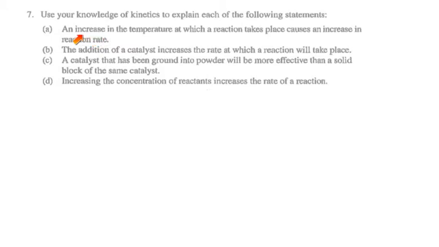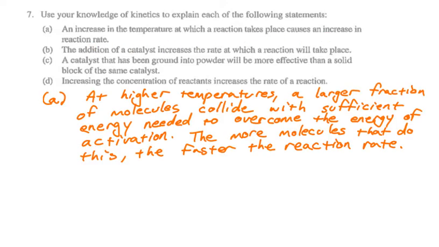with the correct orientation. So A, an increase in the temperature at which a reaction takes place causes an increase in reaction rate. Alright, so here's my explanation. At higher temperatures, a larger fraction of molecules collide with sufficient energy needed to overcome the energy of activation. Remember that hump, that energy of activation is how much energy they need to do the reaction. Many of them will not have this much energy to overcome it, and that's why reactions are slow. The more molecules that do this, as in have enough energy when they collide, the faster the reaction rate. So going back to collision theory, it's how hard they hit, essentially, without using that sort of sloppy language.